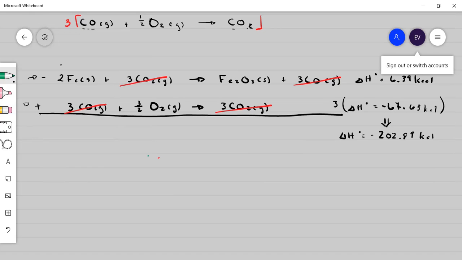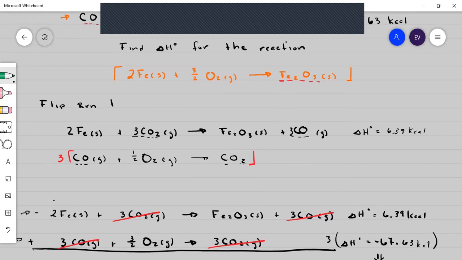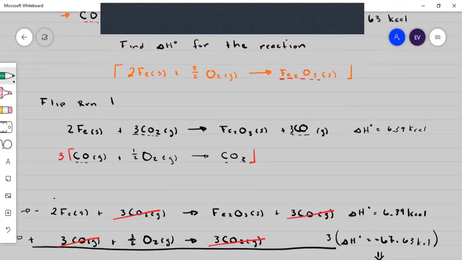So if we're going to rewrite the reaction, then this becomes 2 moles of iron solid plus 3/2 of O2 gas yields 1 mole of iron 3 oxide solid. Okay, so if you take a look, I'm going to scroll this up. That's exactly the reaction that we should have ended up with. See, it's right here. So that's how we get that reaction.